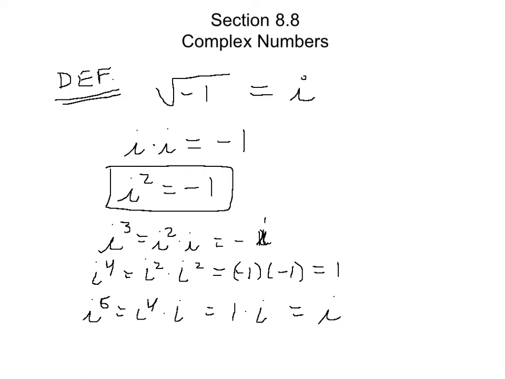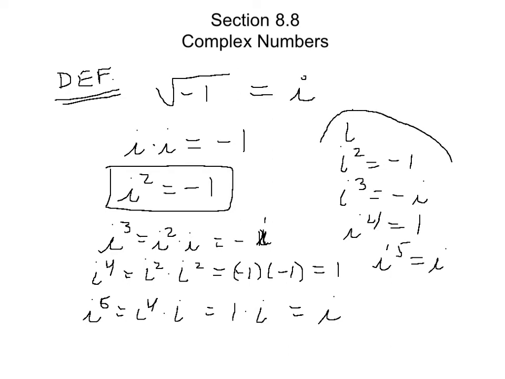So let's just do that again. i squared is minus 1. i cubed is minus i. i to the fourth is 1, and then i to the fifth, we're back to i again. So here is one full cycle of 4 for the powers of i.